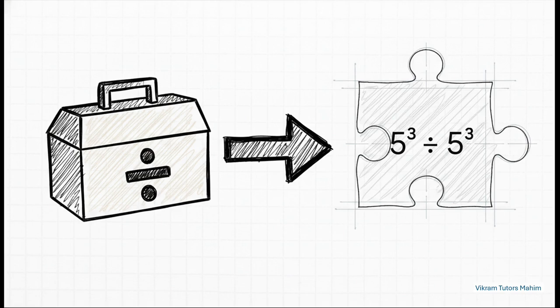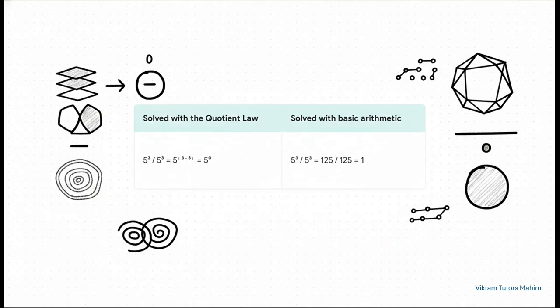Let's take this problem. 5 to the power of 3 divided by 5 to the power of 3. Now look at this. We can solve this problem in two totally different ways. First, let's use our quotient law. We subtract the exponents. 3 minus 3 is 0. So the answer is 5 to the power of 0.